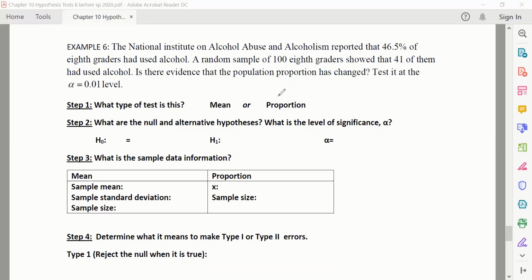All right, so we have a proportion test because it's not about a mean, it's about a percent. So H0 is that the proportion is equal to 0.465, and H1 is the proportion is not equal to 0.465, with alpha 0.01. So this one is a not equal to. Now we have a proportion with a sample size of 100, where 41 have used alcohol. So 41 out of 100.